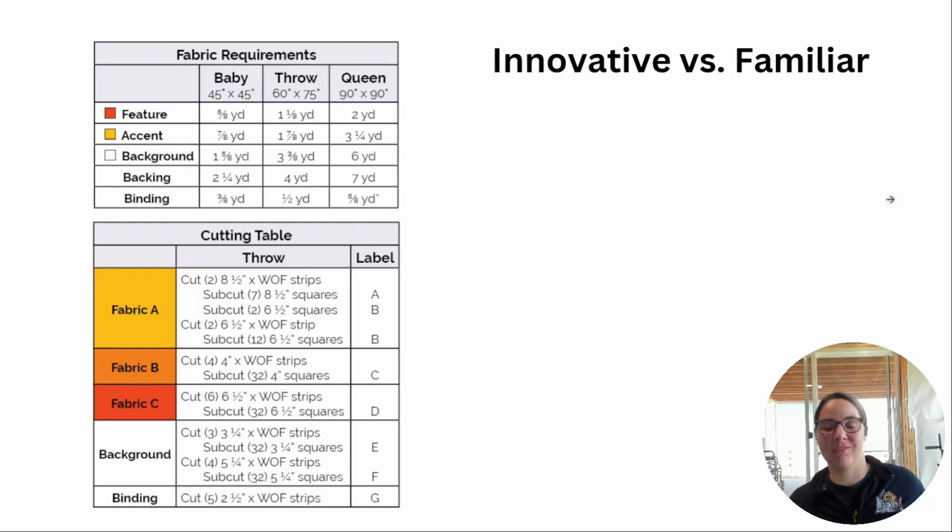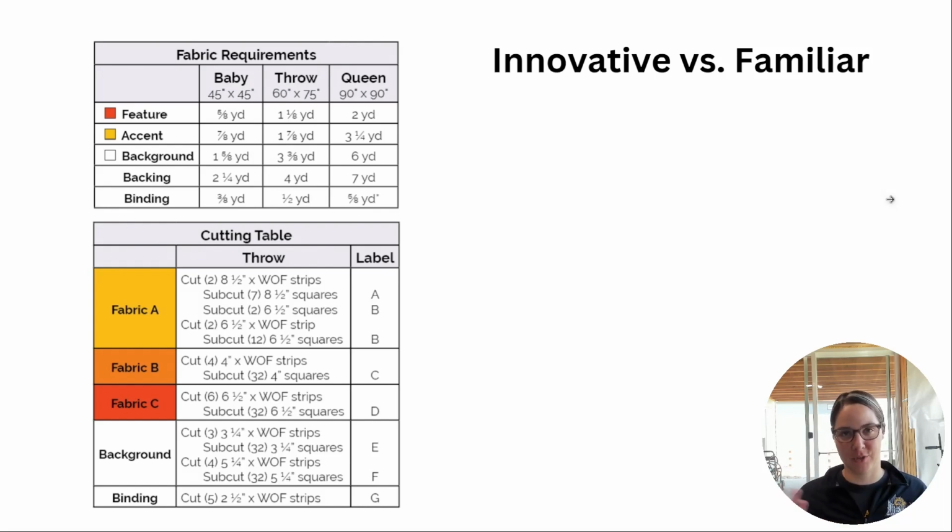It's like reinventing the wheel, right? There's a reason it's circular. You'd be hard pressed to come up with a better wheel that functions better than the ones that we already have. So some things just don't need to be innovated, and we're going to talk about delineating those two things. It's a very fine line and balance in quilt patterns.